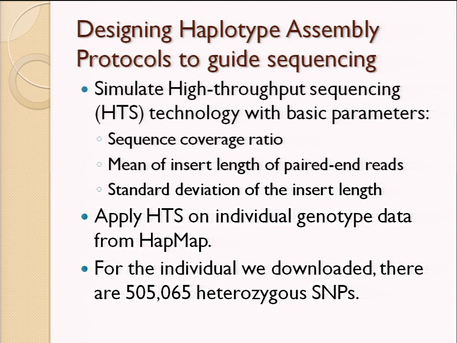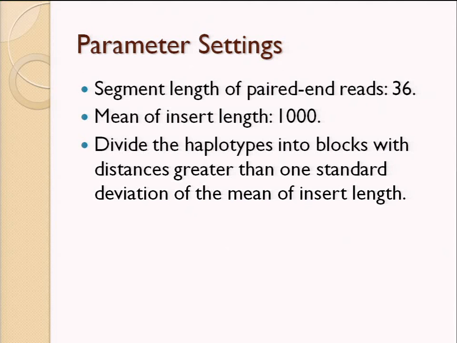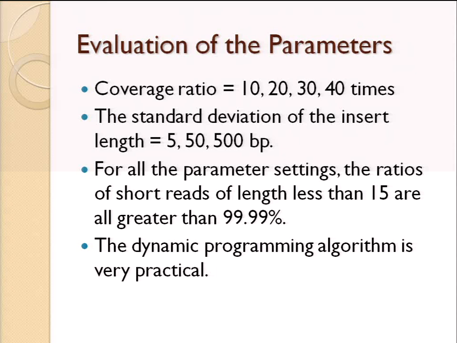We apply the HS on F and from individual downloaded reads. We also use following proteins with a segment size of 36 pair. This is the segment size. Also, again, segment size. And we divide the bar resistances with one standard deviation of the mean. How we evaluate the parameters, we vary the coverage ratio at 20x, and we vary standard deviation of 500 parameters.